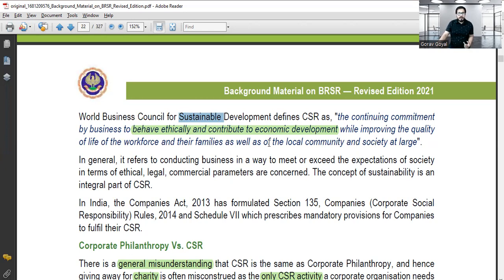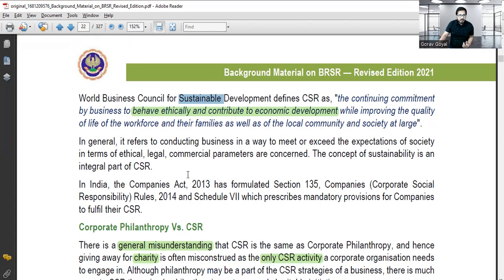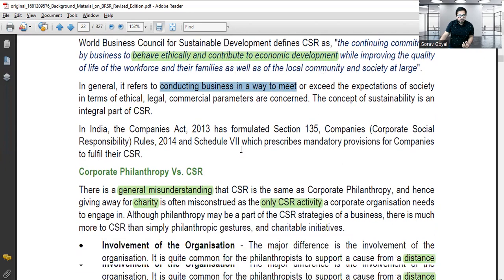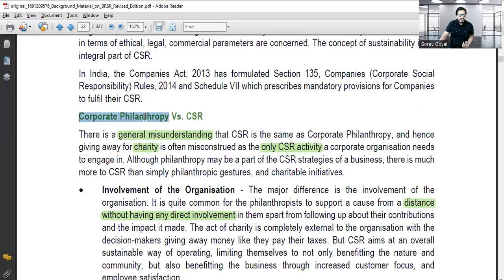You can take it any way around, but it has to be seen to give benefit to the society as a whole and the larger ecosystem. It refers to conducting business in a way to meet or exceed the expectations of society. See, there is corporate philanthropy versus CSR. So it's not a charity. The development of sustainability is for the sustainability of the environment rather than philanthropy.